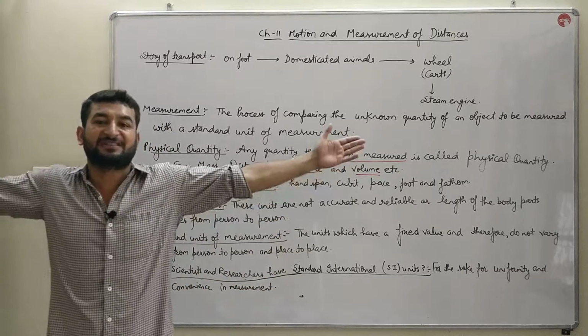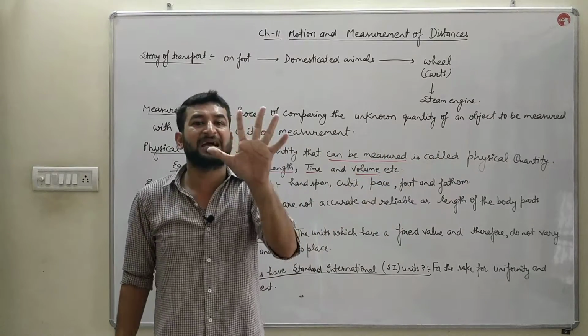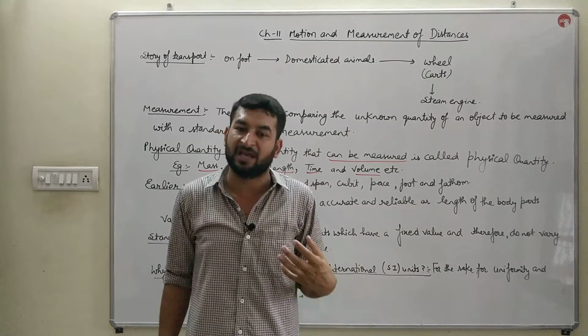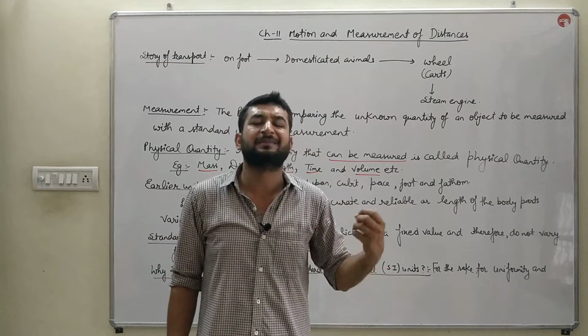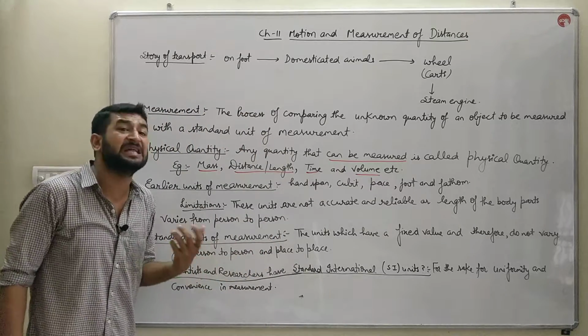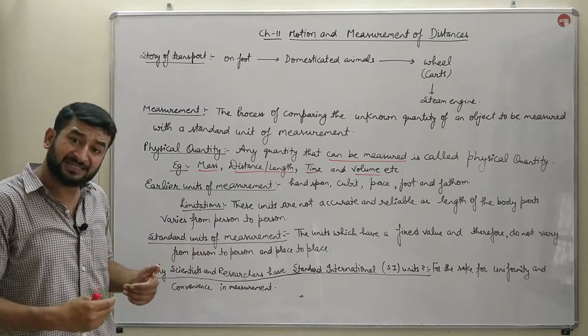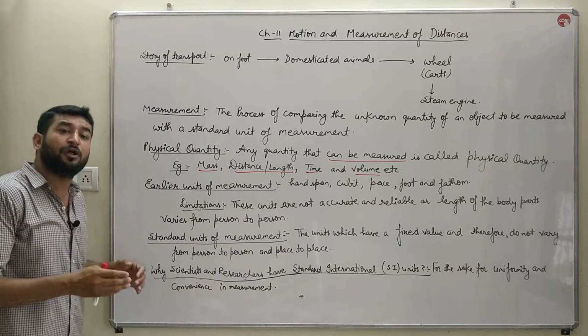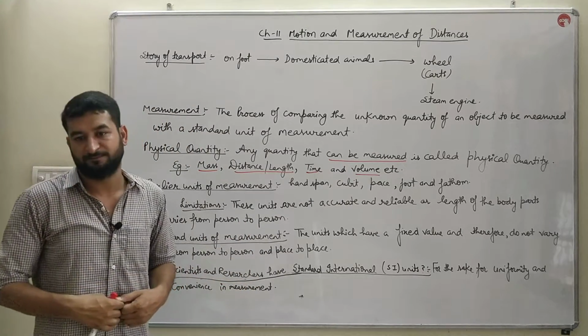हर person का fathom same नहीं है, हर person का hand span same नहीं है, हर person के foot की length same नहीं है. Some have size 5, some have 6, some have 7, and some have 10. So that foot size varies from person to person. That means the measurement will also vary from person to person.